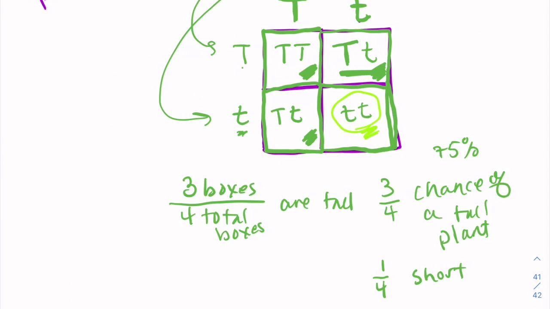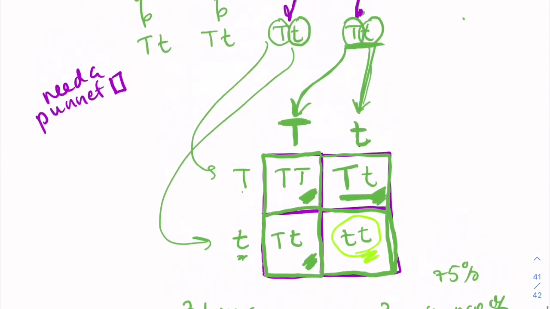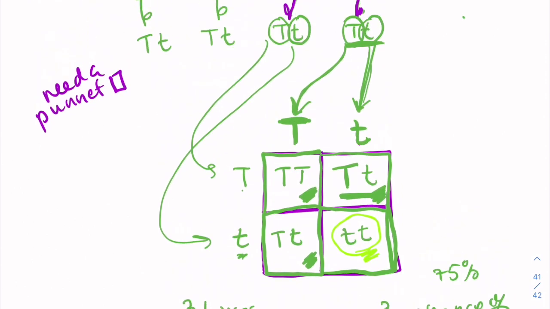Now that's if I'm asking you for phenotype. We're talking phenotype here, aren't we? About whether or not a plant is tall or short. But what if I asked you a different question? What if I asked you, what is the likelihood that this cross results in offspring that have the same genotype as the parents? So what are we looking for if we're talking genotype?